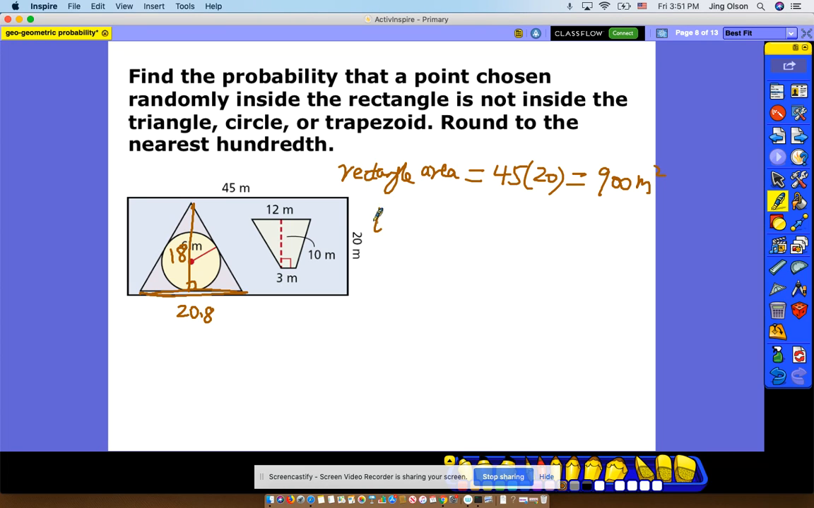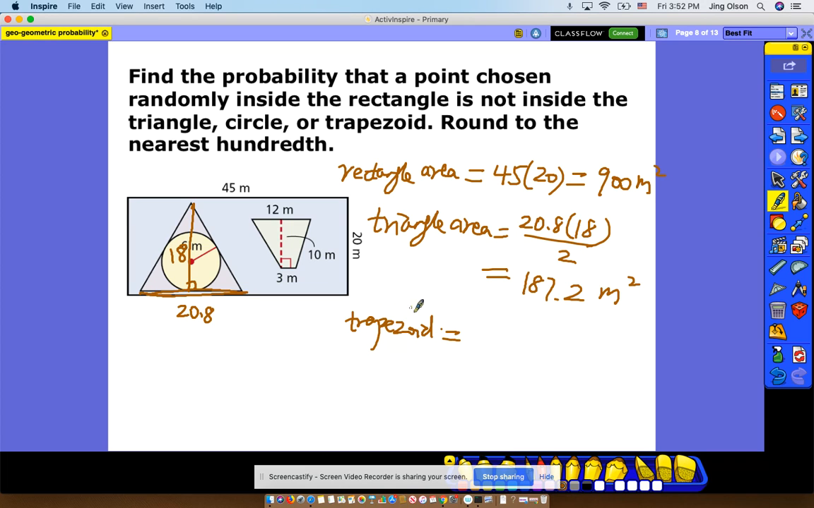For the triangle, okay, triangle area is base times height divided by 2. So base is 20.8, height is 18, then divided by 2. 18 divided by 2 is 9, so we're just doing 20.8 times 9. The answer is 187.2 meters squared.